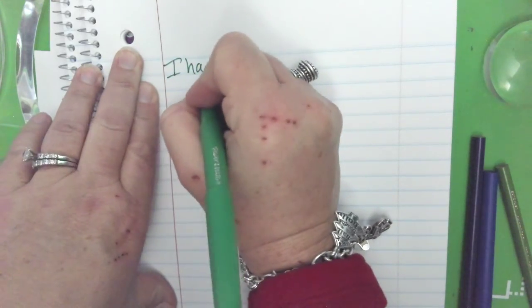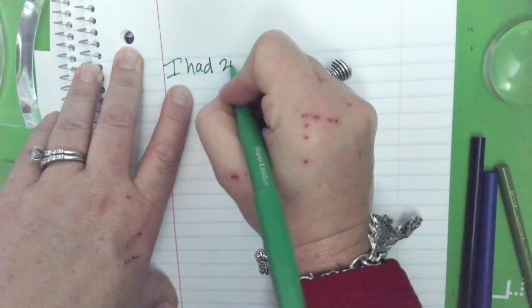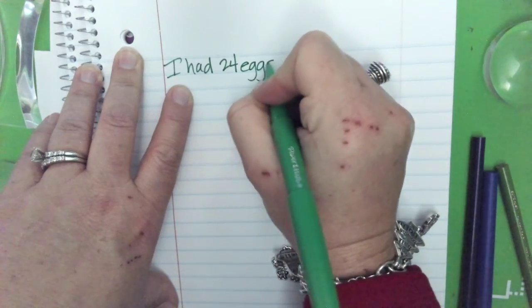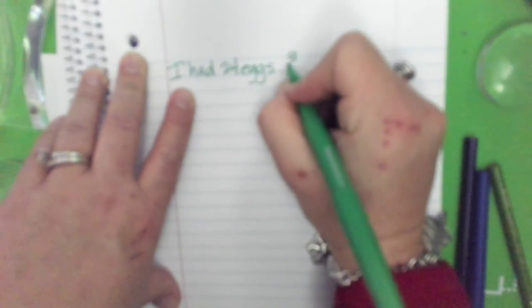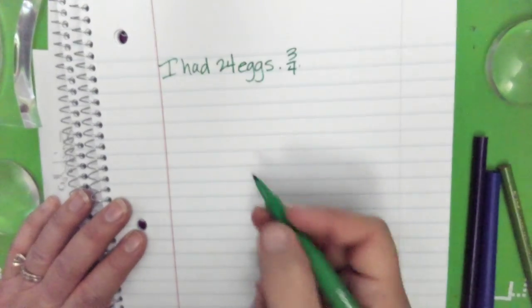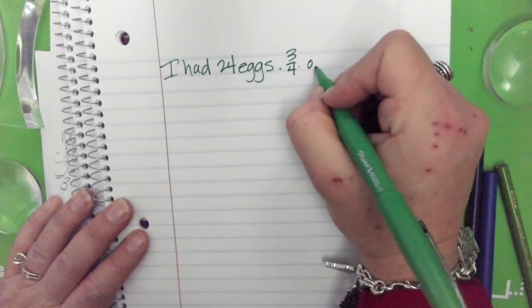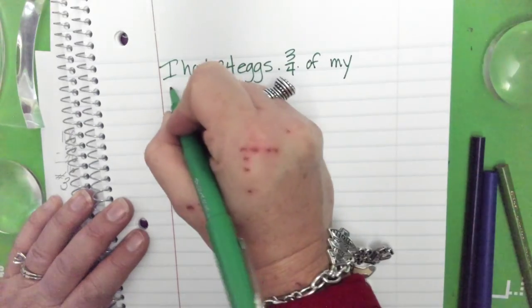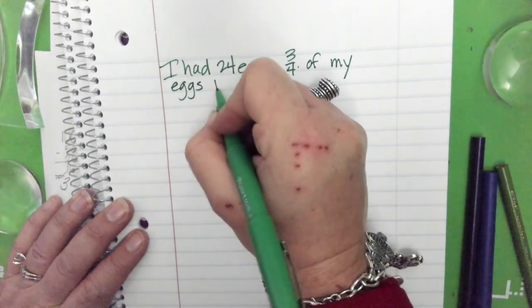I had 24 eggs. 3/4. I'm just doing fractions instead of writing it out in word form. You're welcome. I had 24 eggs. 3/4 of my eggs were broken.